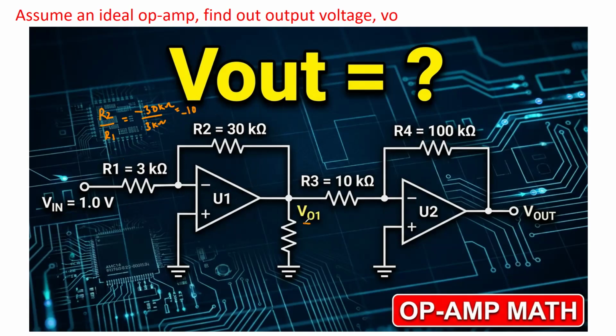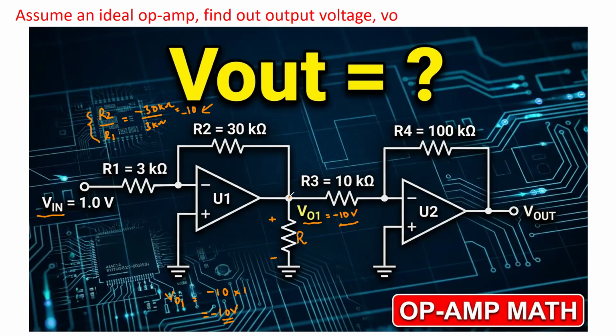And here VO1 therefore is written as VO1 is equal to minus 10, which is the gain set by the ratio of two resistors R2 and R1, multiplied by your input voltage V in, which is 1 volt. So that gives you a value of negative 10 volt. So here VO1 is minus 10 volt. Now this is the resistor, let's say R. This is the voltage drop across this resistor R, which is minus 10 volt, right?